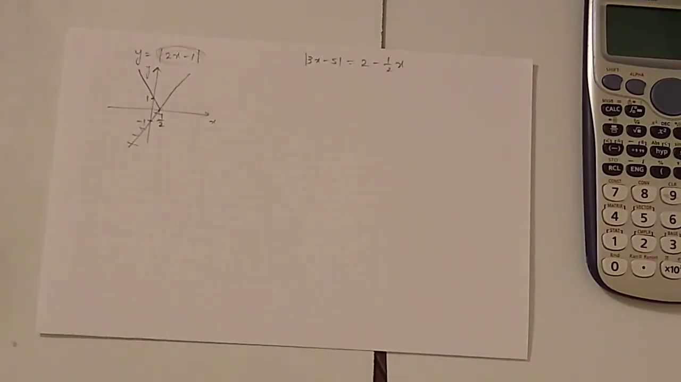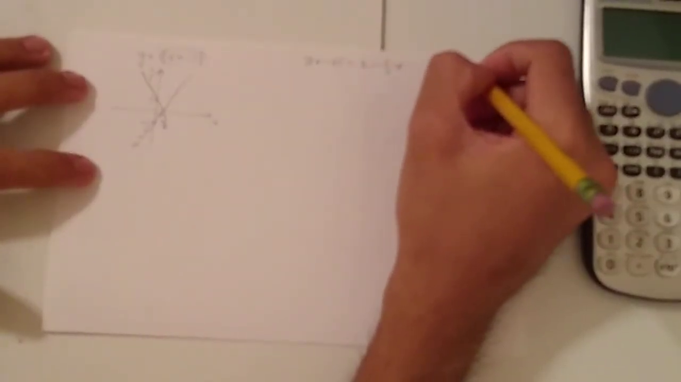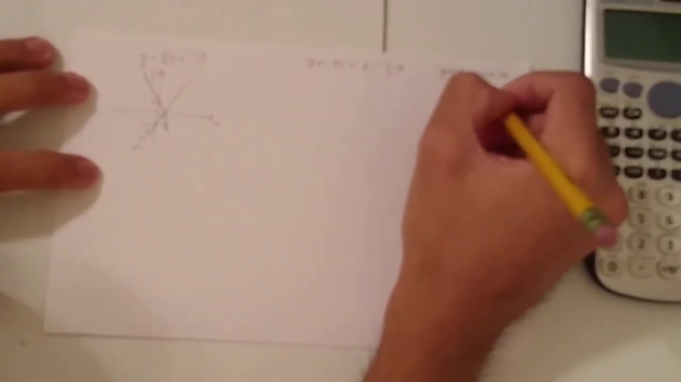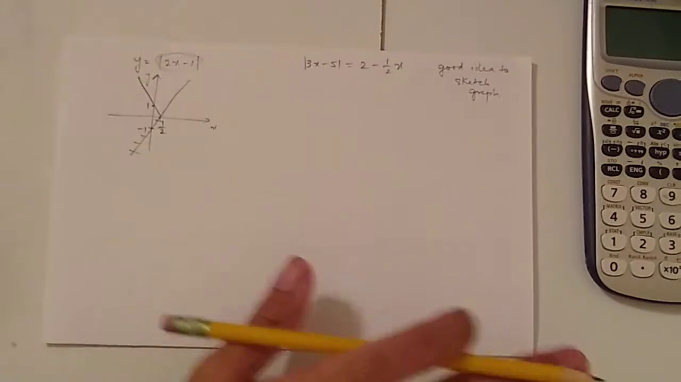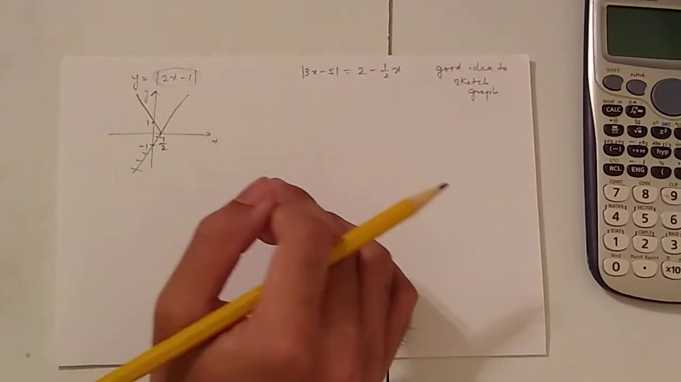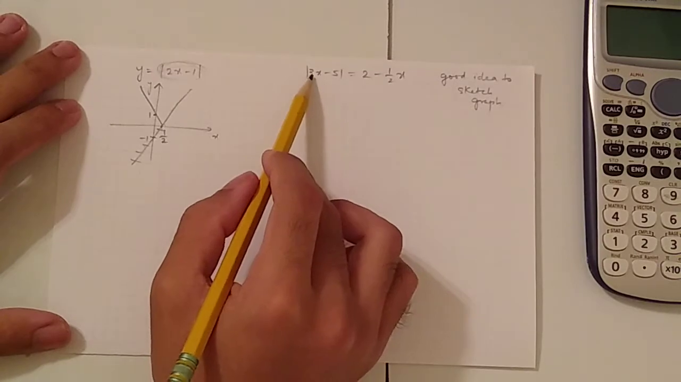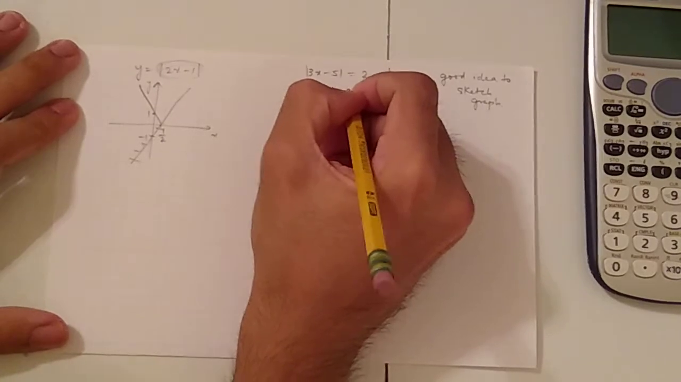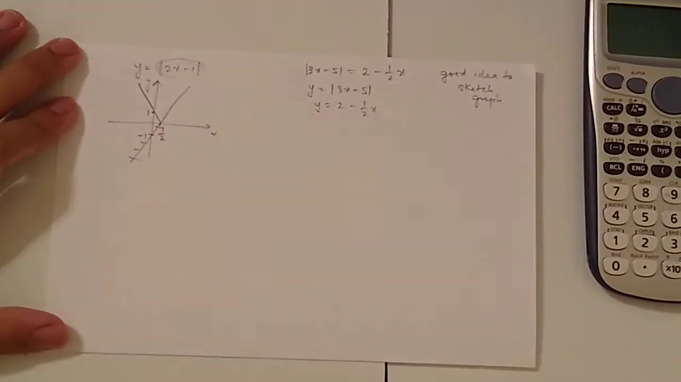Whenever you have modulus functions, it's always a good idea to sketch the graph, because often the modulus symbols can make it difficult to imagine, and it's definitely possible to make errors with the modulus symbol. So let's try to draw a graph for this function. We are going to solve this equation, so we need to draw two graphs: y equals 3x minus 5, the whole modulus, and y equals 2 minus half x. So let's draw the graph.